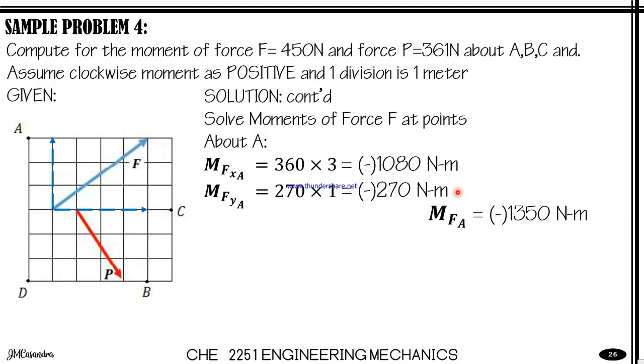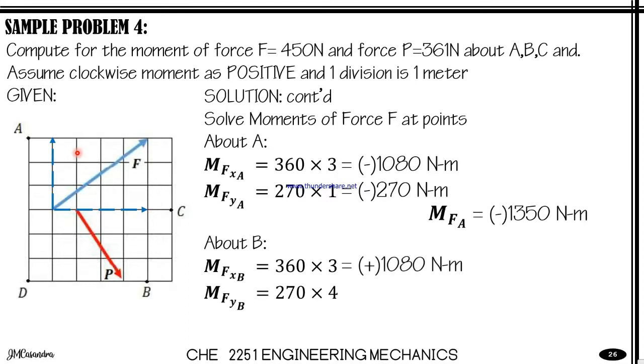So next we have the moment about B. For the x component, we now use a lever arm of 1, 2, 3. So we can write it as 360 times 3, but the direction will be clockwise. So our answer is a positive 1080 Newton meters. For the y component about B, it is 1, 2, 3, 4 meters away. That's why we use 270 times 4.